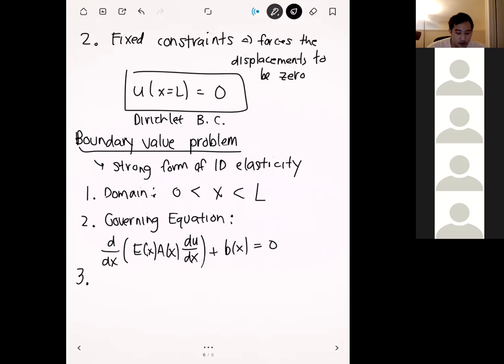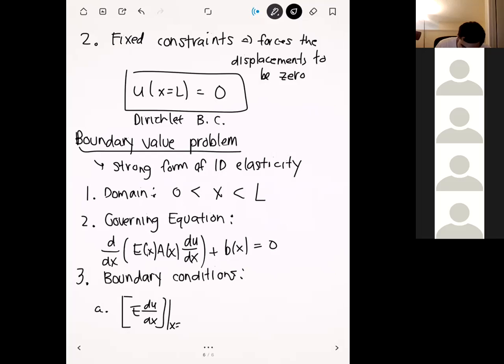And then the last thing that we have is our boundary conditions, which we just found out here. Our first one, which I'll call boundary condition A, was our traction boundary condition on the left-hand side. So we have E du/dx at x equal to 0 equal to minus t bar. And then our second boundary condition is u(L) equal to 0.